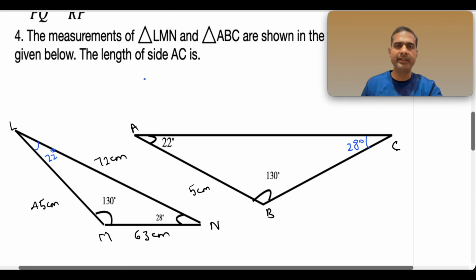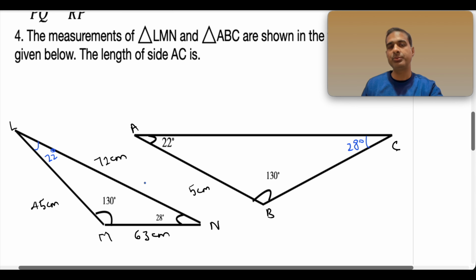So we have to find out the length of the side AC. Now which sides are proportionate? Many times students are confused about which sides they will take as proportionate. So one simple rule to find that out is: sides opposite to equal angles are in proportion. So we have to find out AC. AC is opposite to angle B, and angle B is equal to angle M. So AC will be proportionate to 72.